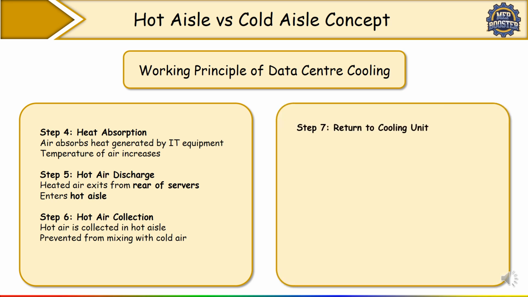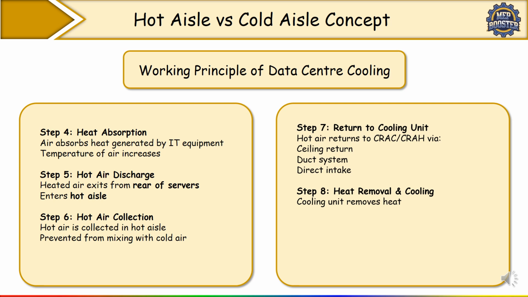Next step number 7 is return to cooling unit. So here what happened? The hot air collected in the hot aisle is sent back to the cooling unit. Okay, so this return air happens through ceiling return, duct system or direct intake. Okay, the purpose is to bring hot air back for cooling. Simple.